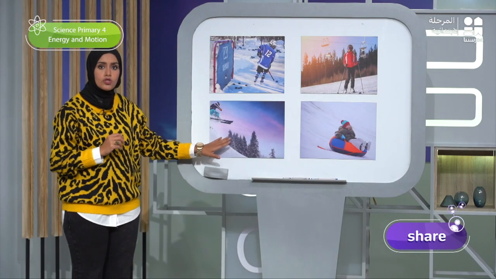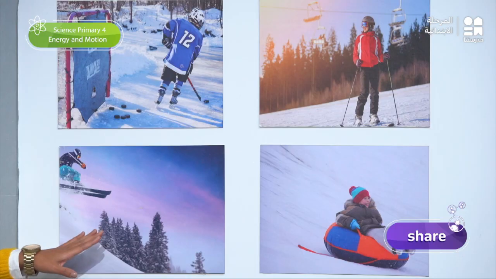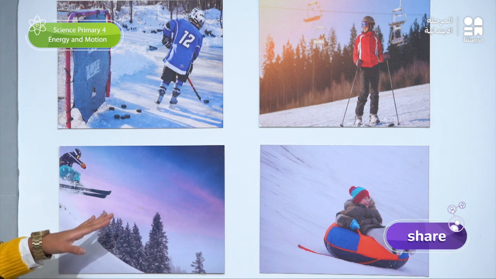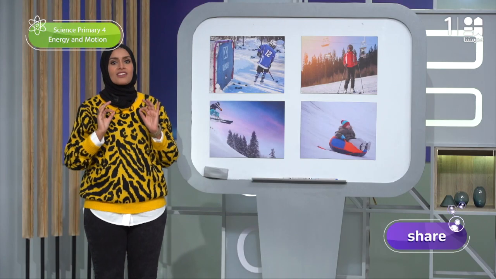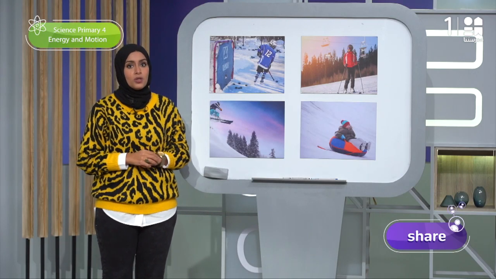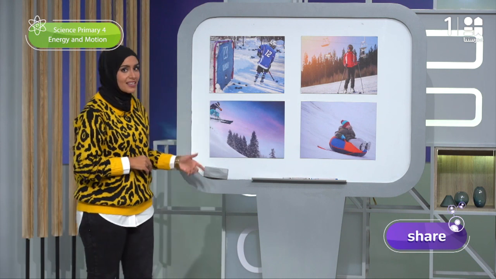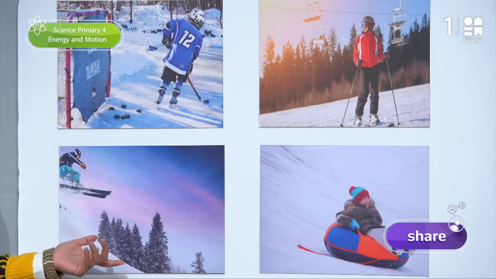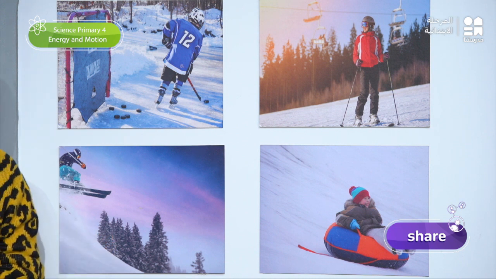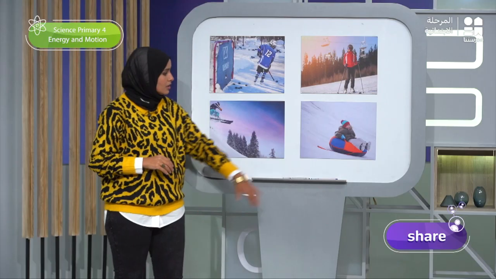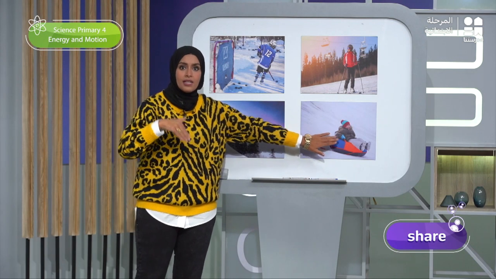The last photo shows gravitational potential energy because the ice skater is far from the ground. Of course, you now discovered the picture which has the most gravitational potential energy, which is, yes, this one. The one with the ice skater at the highest point far from the ground. The highest kinetic energy is the picture with the girl because she is going down the hill.